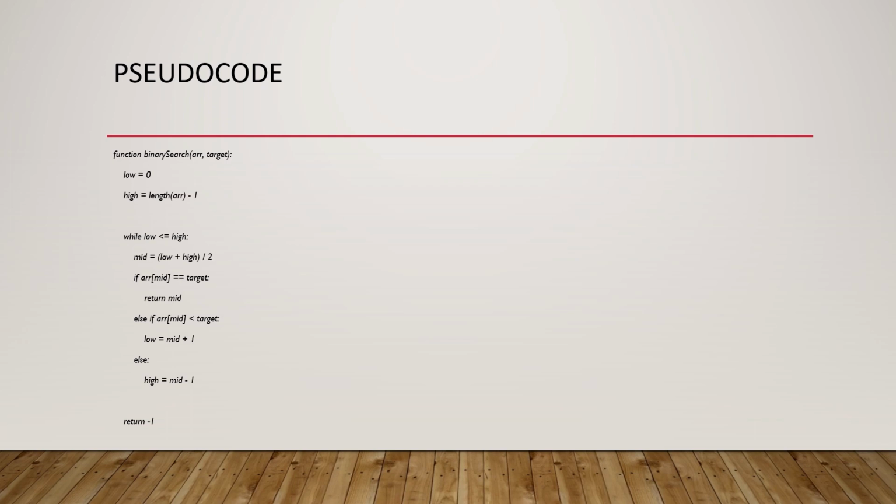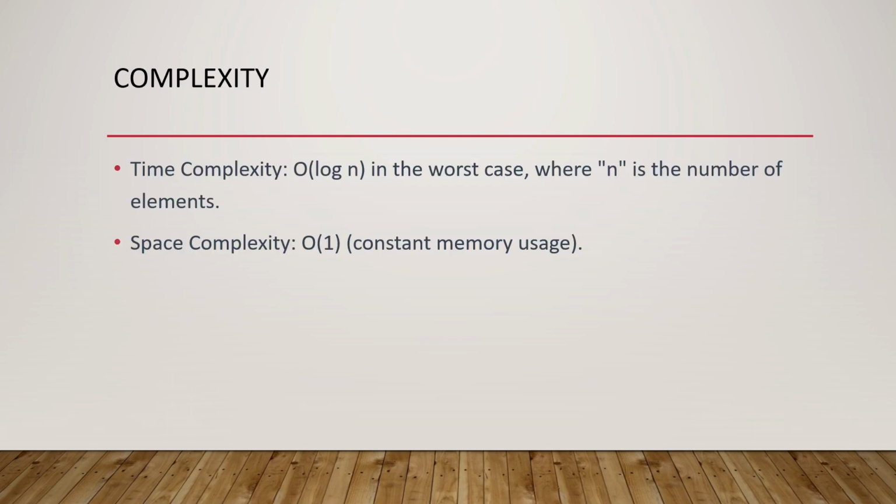Now let's talk about the complexity aspects of the binary search algorithm. Let's first look at time complexity. Binary search has a time complexity of O(log n) in the worst case, where n is the number of elements in the array. This makes it significantly faster than the linear search for large data sets. Now let's look at space complexity. Binary search has a space complexity of O(1), meaning it uses a constant amount of additional memory.